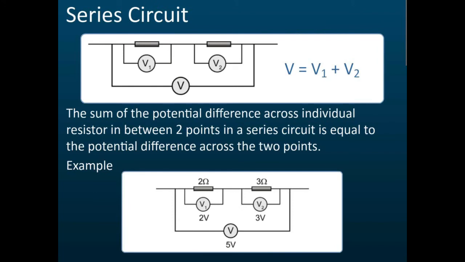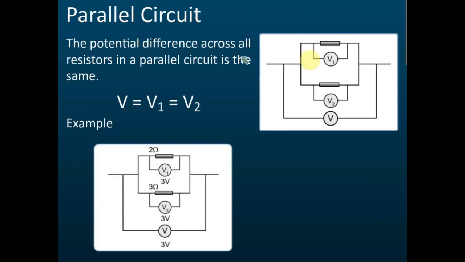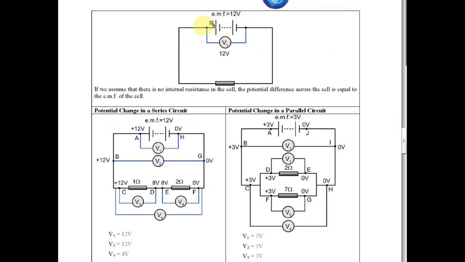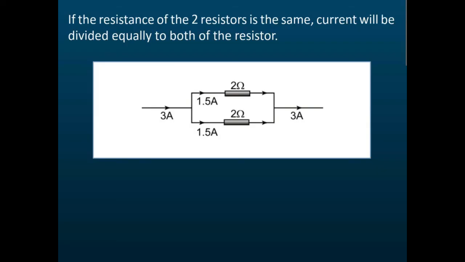For series circuit, you must add it up. This one plus this one equal to this one. But for parallel circuit, they are the same. V1 equal to V2 equal to V. This one first, the EMF and potential difference. After that, the potential change in series circuit and the potential change in parallel circuit. Make sure that you understand these two. Really, really understand these two, because this is very, very important in understanding circuit. I'll explain to you later. So let's go to the slide.